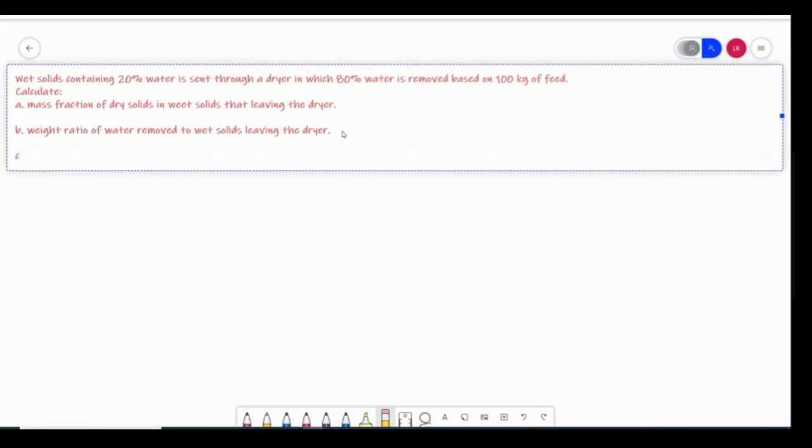Third part is, if 1000 kg per day of wet solids is fed to a dryer, find the additional water to be removed to dry the solids completely.